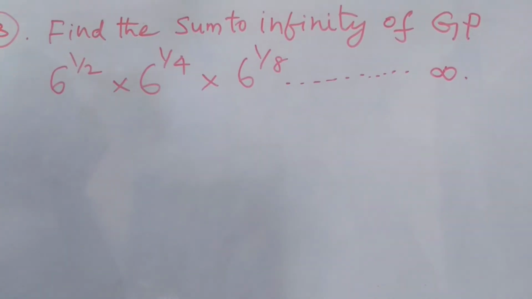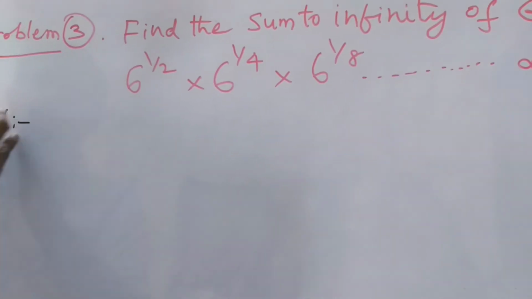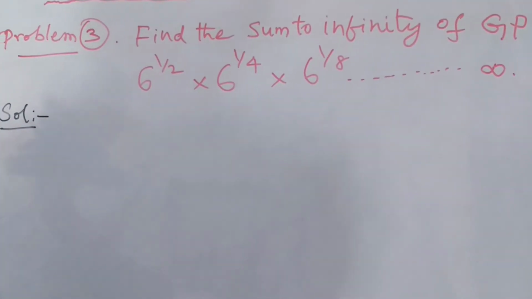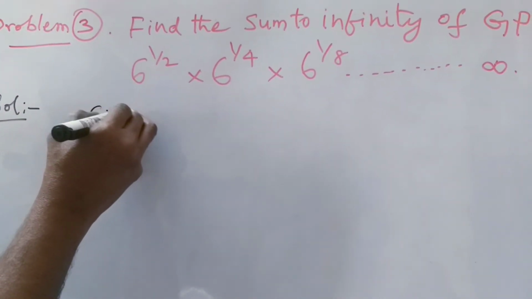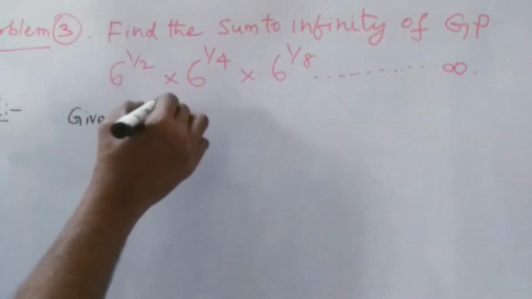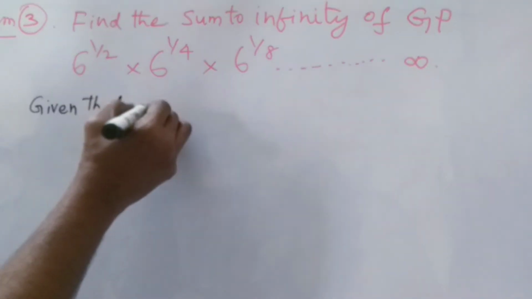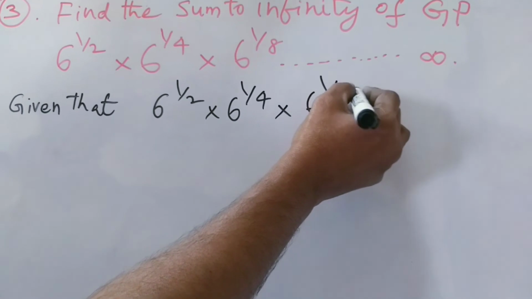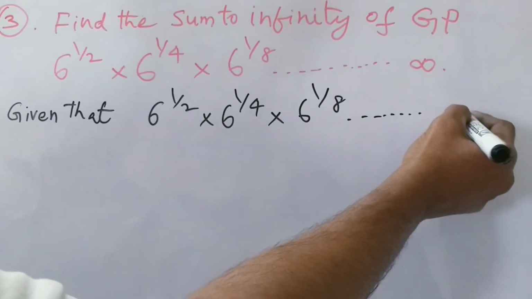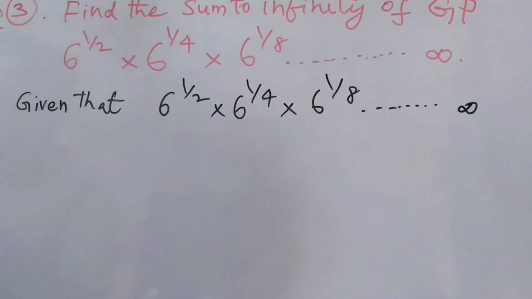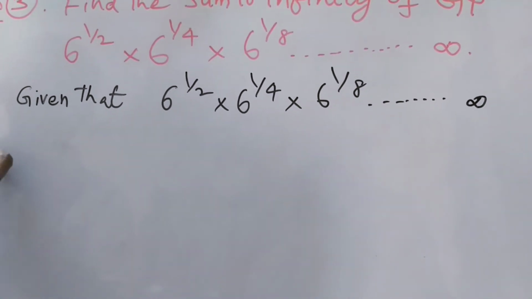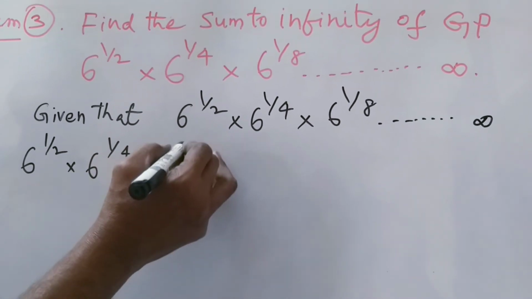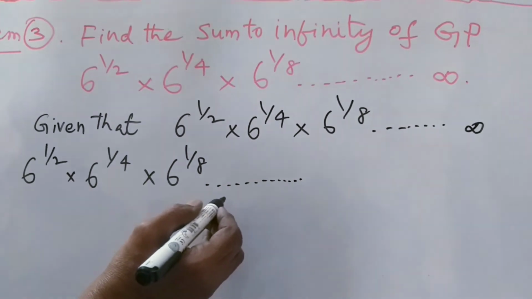Now we have to do this sum. The solution is as follows. Given that the sum to infinity of the terms 6 to the power of 1 by 2, into 6 to the power of 1 by 4, into 6 to the power of 1 by 8, and so on up to infinity terms.